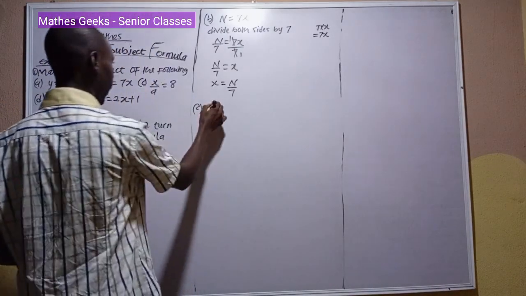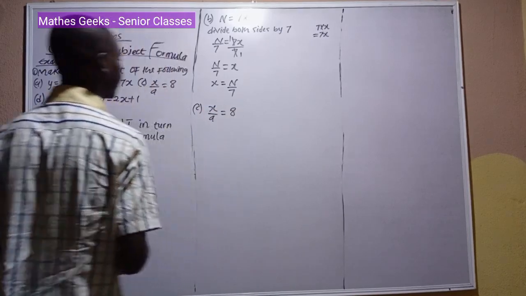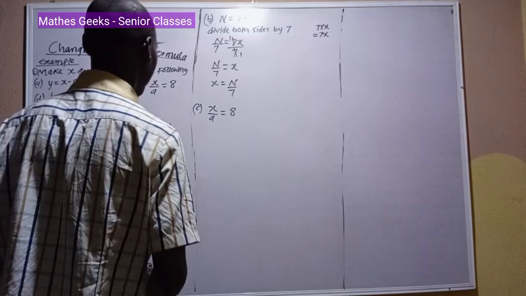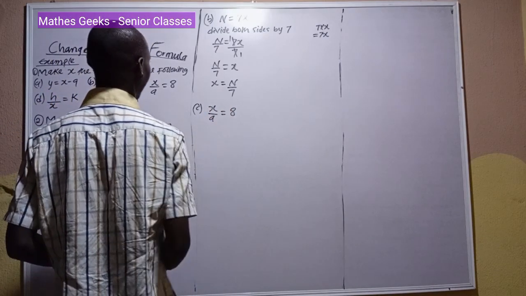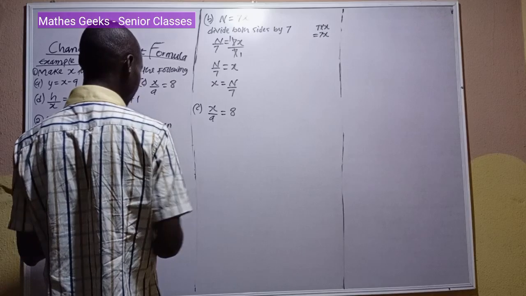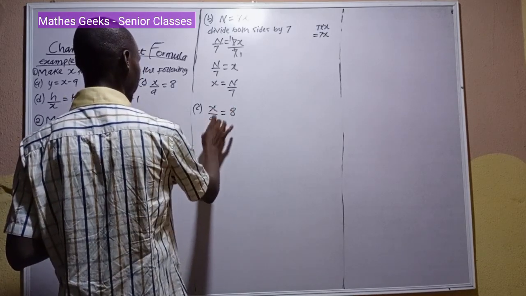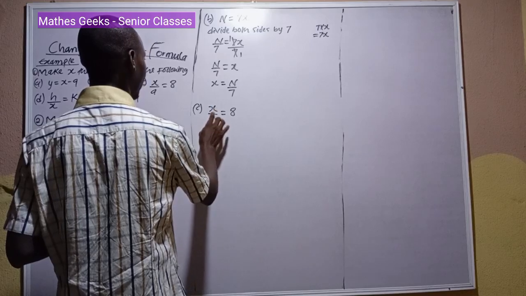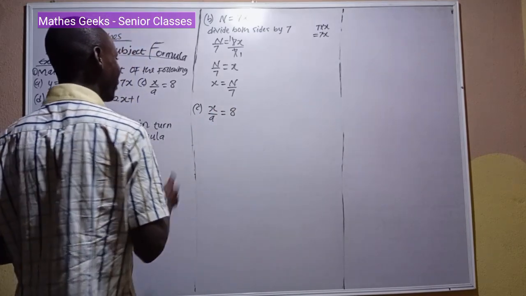x over a is equal to 8. Now in this case, we want to make x the subject, but x is connected to a by division. To make x the subject, we want to eliminate a, which is connected to x by division. So to do that, we're going to carry out the opposite of division, which is multiplication. So we're going to multiply both sides.